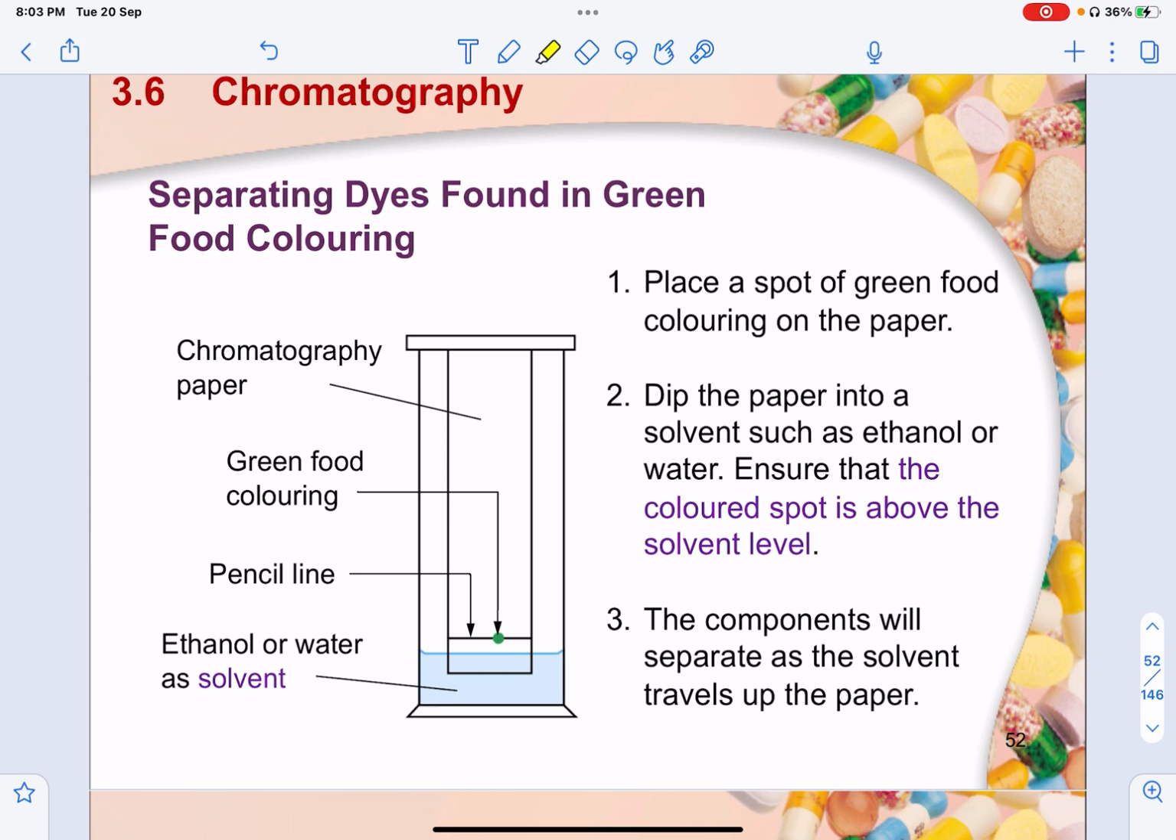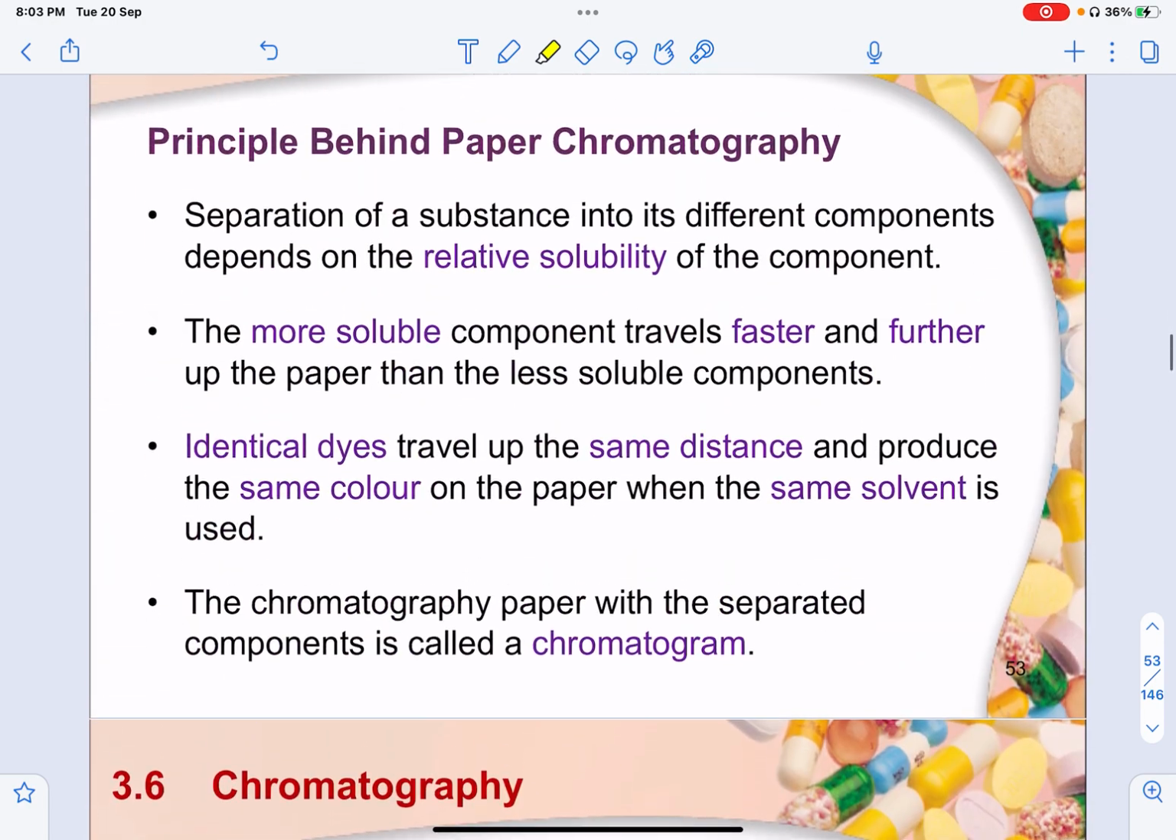Most commonly used is water, but we use the word solvent because sometimes some of the components in the ink can only be dissolved in other solvents, but in this case water. And we must ensure that the colored spot is actually above the solvent level. If you put it at the same level, you will in a way contaminate the solvent with the ink dye. So the components will then separate as the solvent travels up the paper.